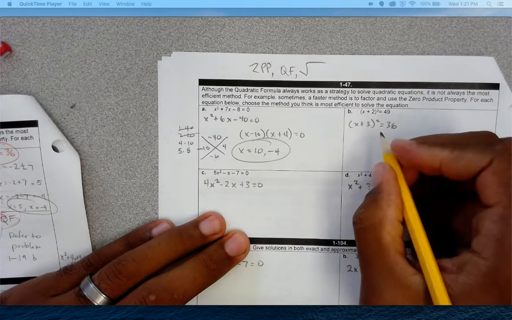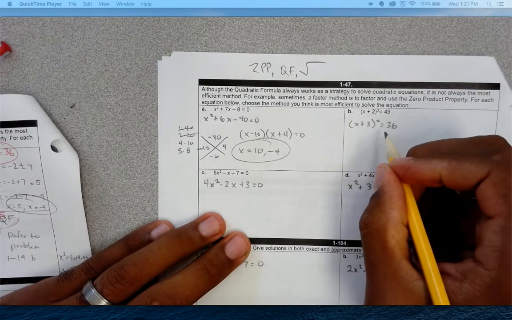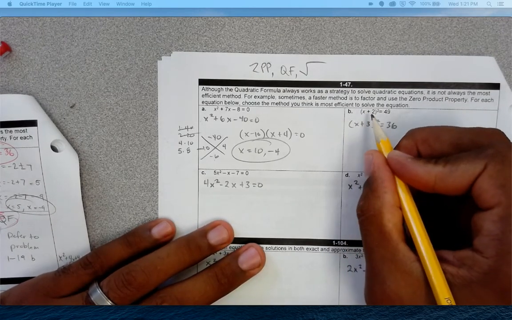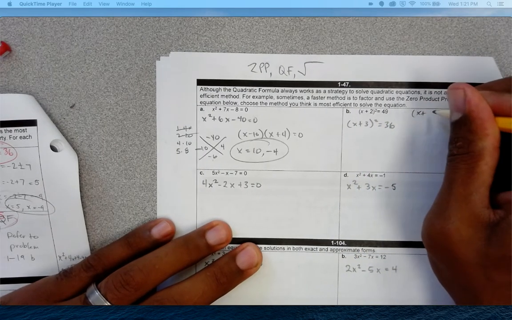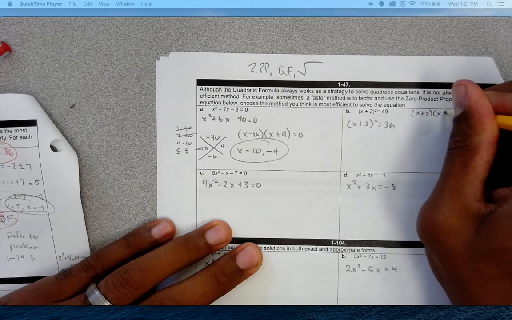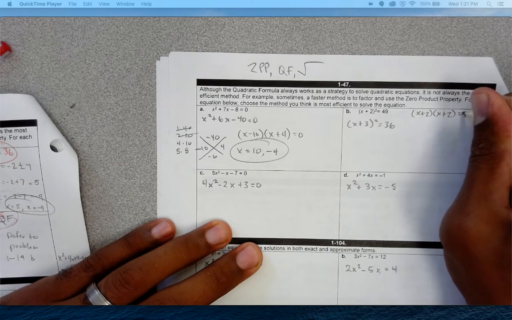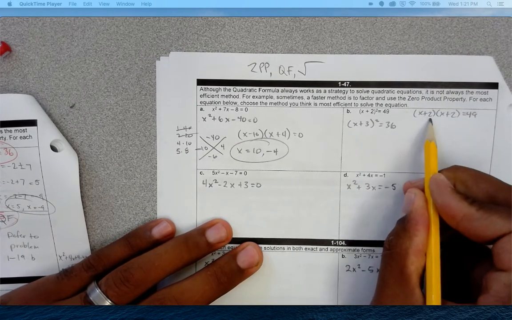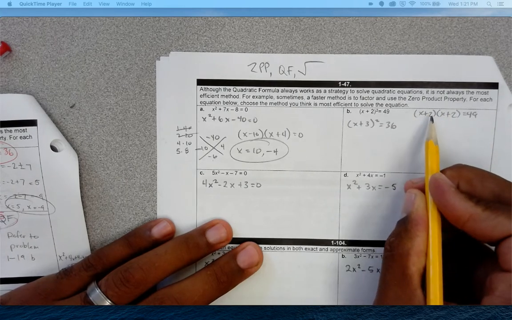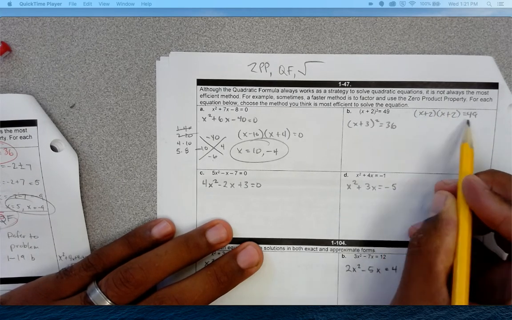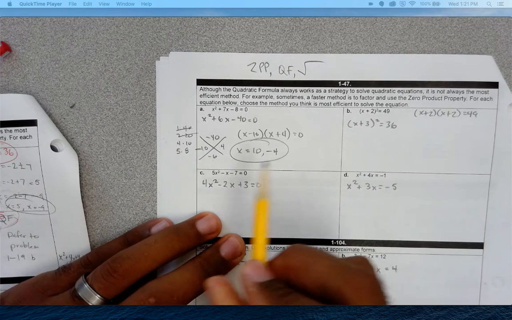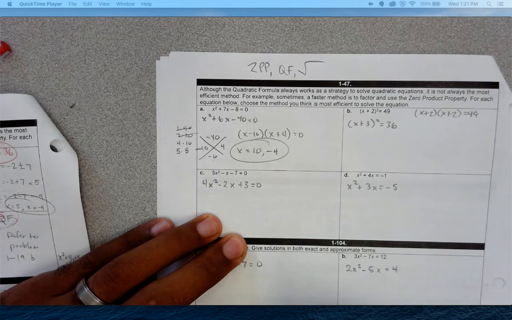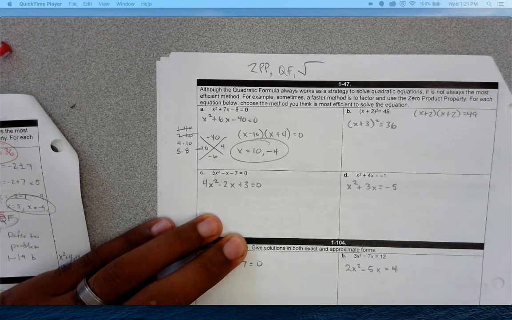Okay, so now this one looks a little bit different than the rest, because it's got x plus 2 in parentheses. Now, if I expanded this out, this would be x plus 2 times x plus 2 equals 49. And what I could do is multiply all this out using the FOIL method or the box, and then subtract the 49 from both sides to get it to equal 0. And then I could do all these steps here, like with the x. But I'm going to do something a little different.